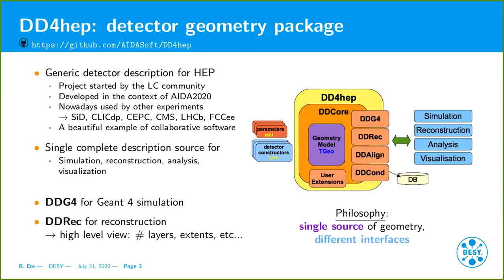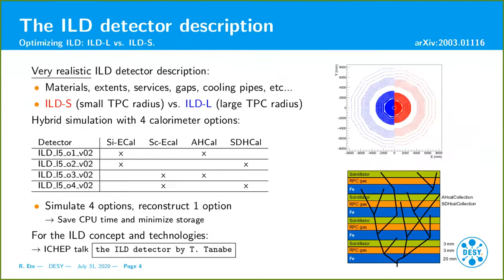So you have the DDG4 package, which is built on top of Geant4 for the simulation. And what we also use here for the linear collider studies is DDRec, which gives a high-level view on the detector, namely to access the number of layers, extents, and materials of the detector itself.